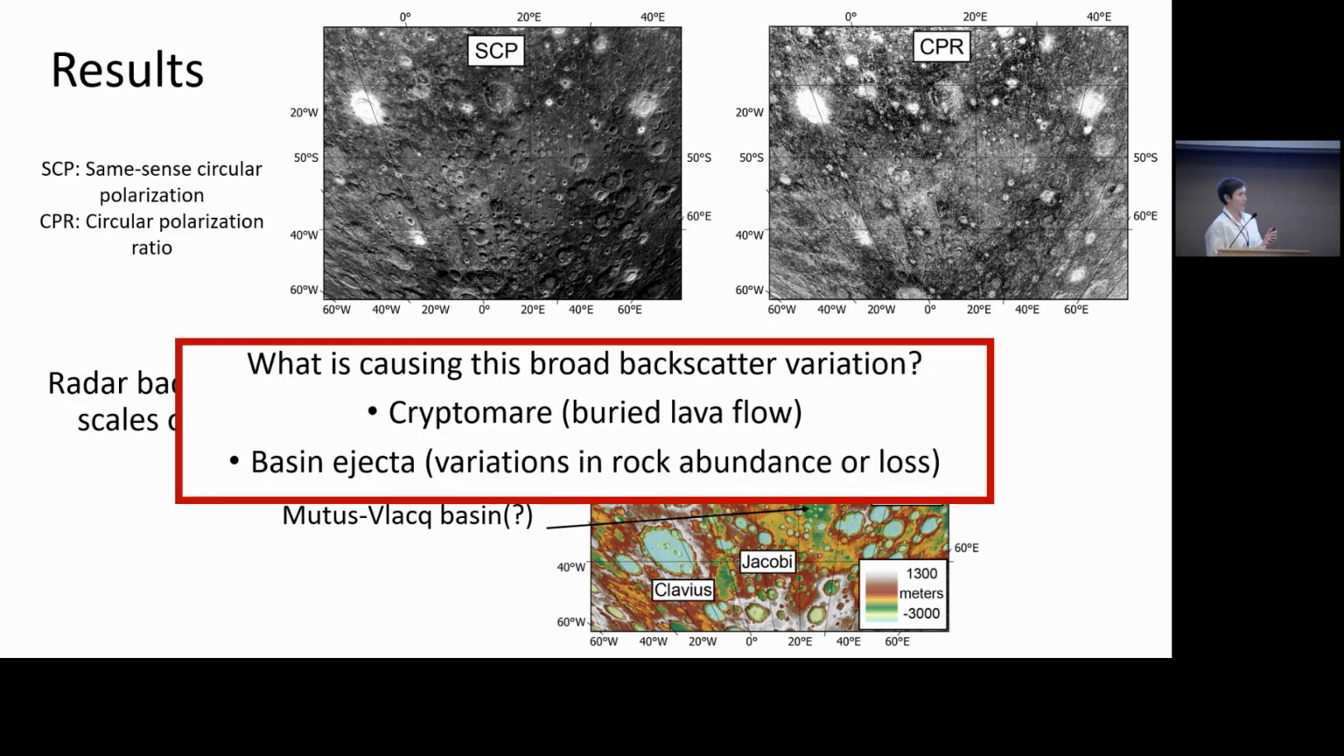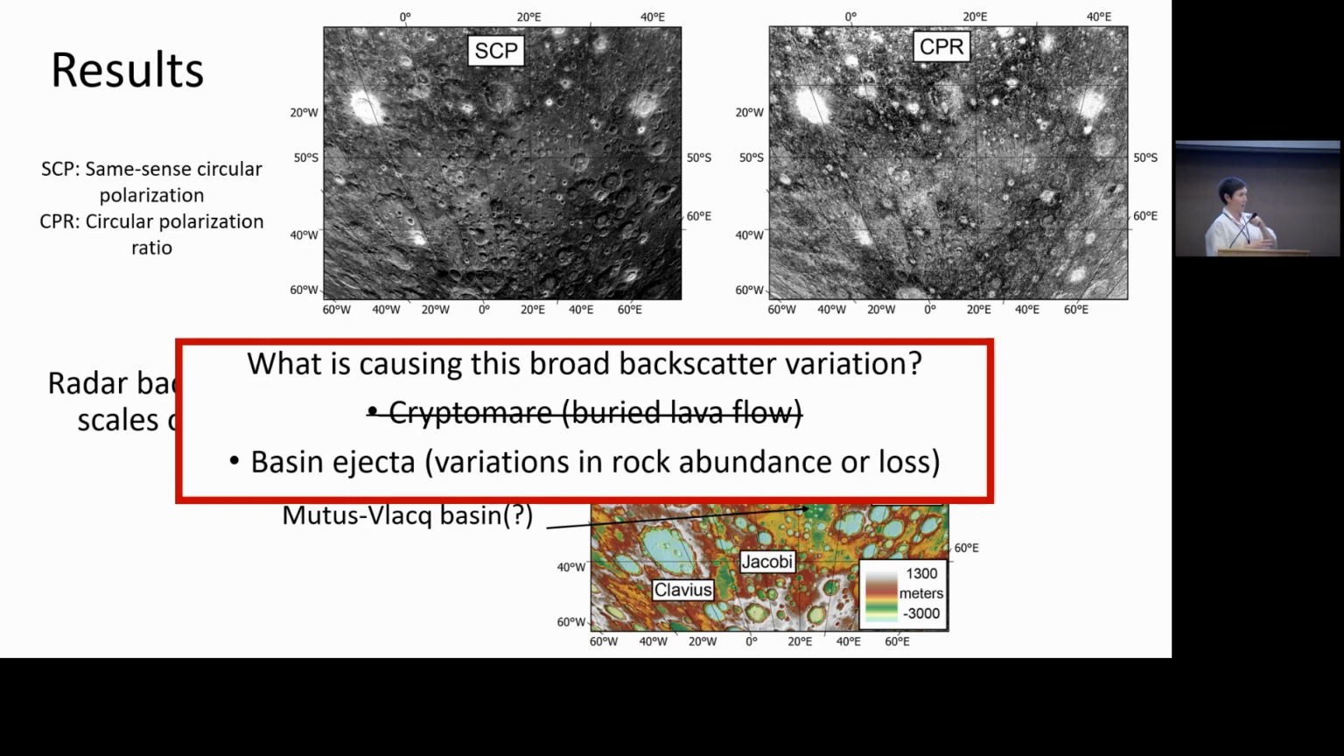So the first question we could ask here is, what's causing this broad variation in the radar backscatter that we're seeing in this darker band, this brighter circular band, and then this dark band again? In radar, we can generally credit this to 2 processes. One could be the presence of a buried lava flow under this higher backscatter region. We call that cryptomare. The other explanation could be that there's some heterogeneous distribution of basin ejecta deposits in this area, with variations in either rock abundance or rock size or difference in composition that leads to variations in the attenuation of the radar signal, so different loss properties.